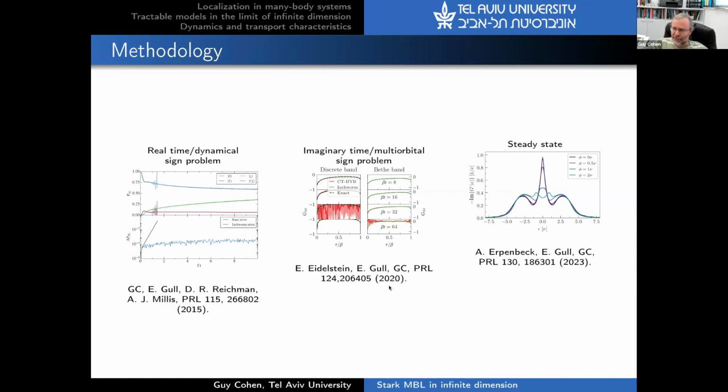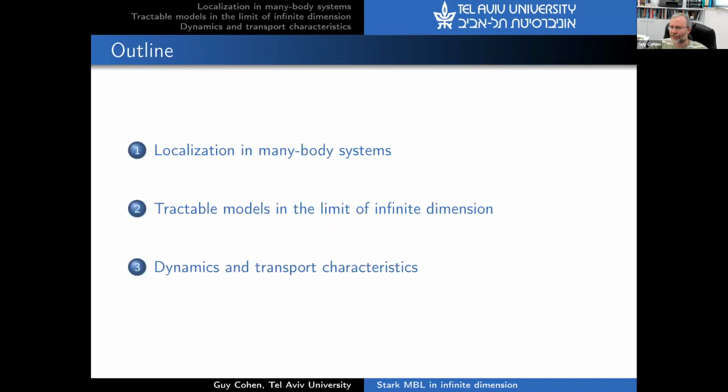We had another algorithm for using the same ideas that were used to solve the dynamical sign problem to solve multi-orbital sign problems and imaginary time dynamical mean field theory calculations. And we have a more recent work on doing this kind of thing directly in steady state, but in real time. And well, this will be less methods focused than most of my talks. I'm going to talk about localization.